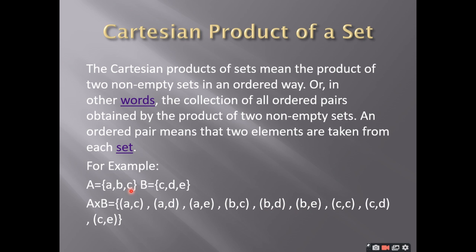Then taking the third element from set A, which is C, and pair it up with the elements of set B. So (C, C), (C, D) and (C, E). The Cartesian product is the collection of all the ordered pairs obtained by the product of set A and set B.